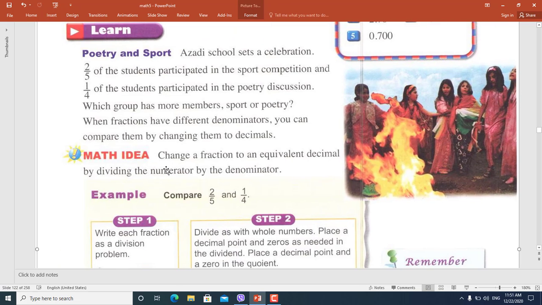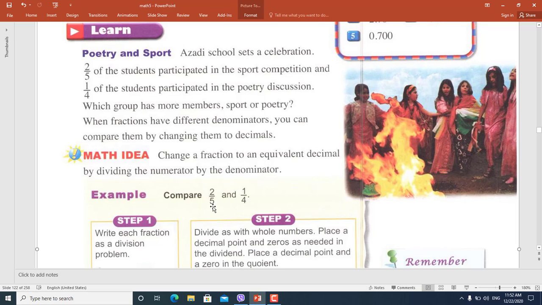We follow this idea: changing a fraction to an equivalent decimal by dividing the numerator by the denominator. That means when you have a fraction, how can you write it as a decimal? We divide the number on top by the number on the bottom. Like in the formula, we compared 2 over 5 and 1 over 4. It will be easier if you change the fractions to decimals. After that we'll compare. So how can we change it?